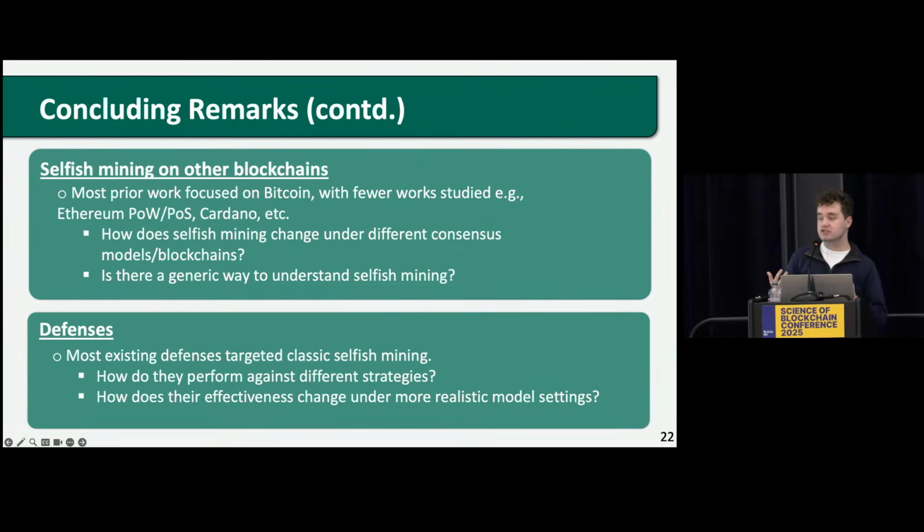Next, we find that most research in selfish mining is modeled under Bitcoin. A number of works have studied selfish mining in other blockchains, including Ethereum and other proof-of-stake-based systems. Understanding how the impact of selfish mining changes under different consensus models is an interesting direction. And more so, there's a bigger question. Are there generic ways to examine selfish mining agnostic of these blockchain protocols?